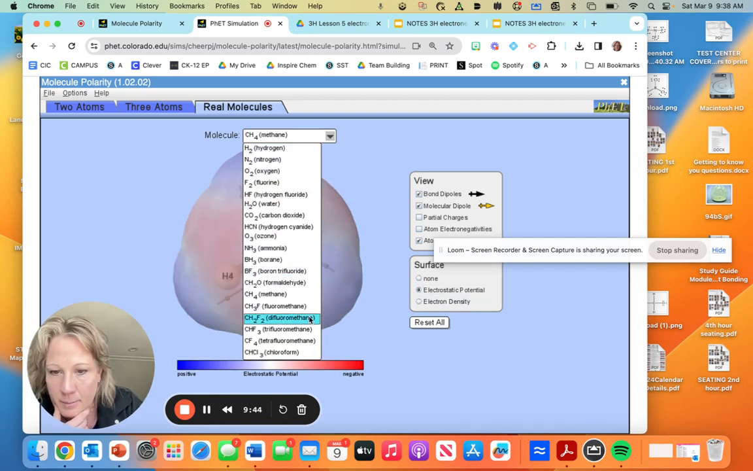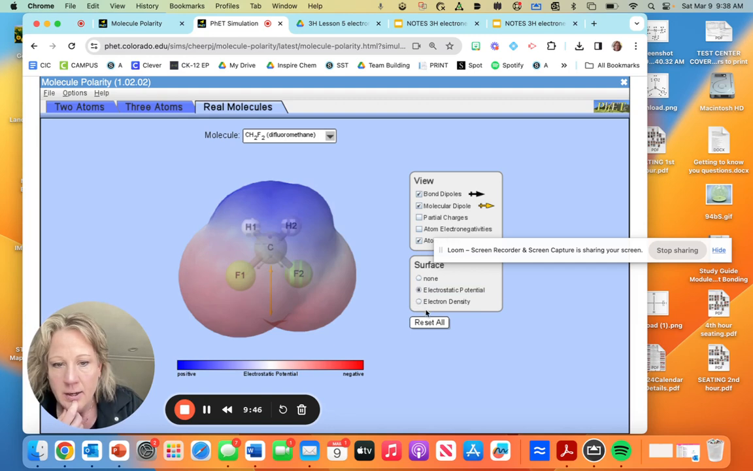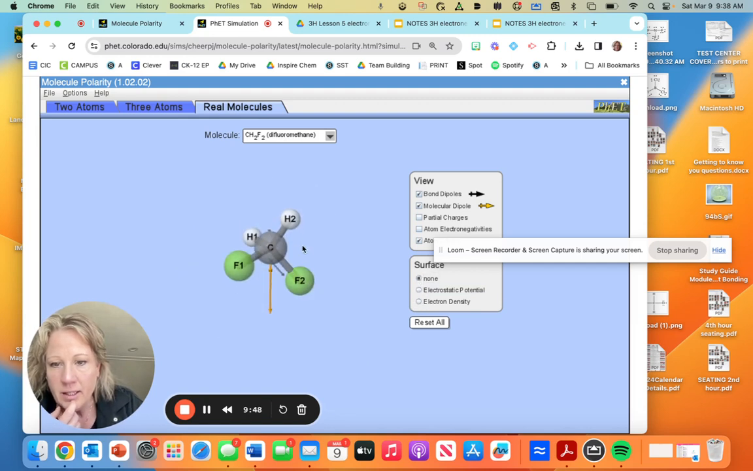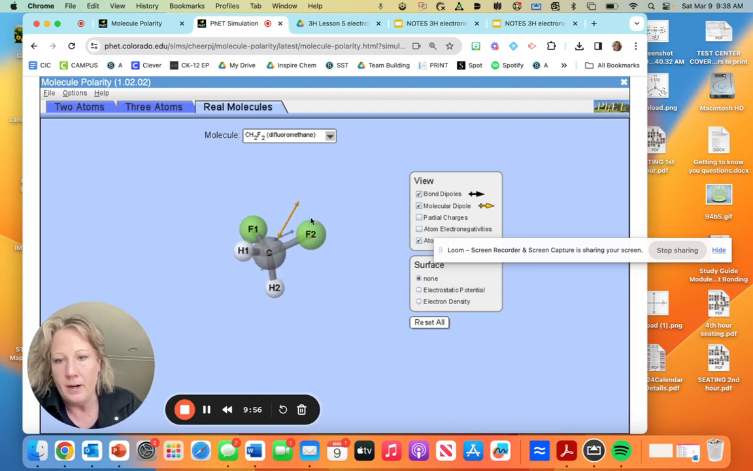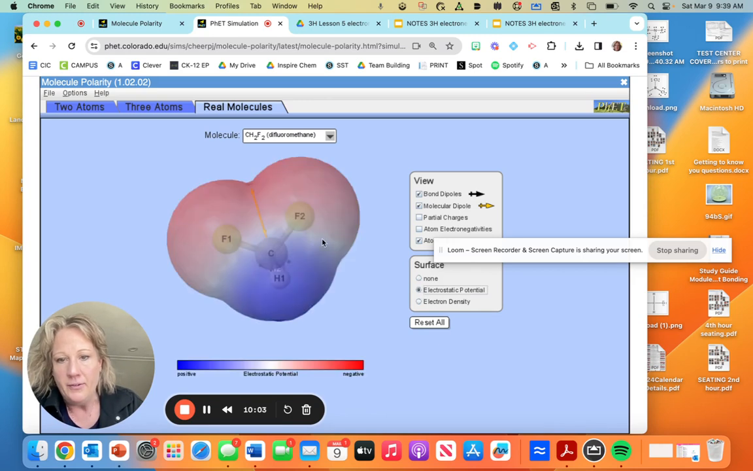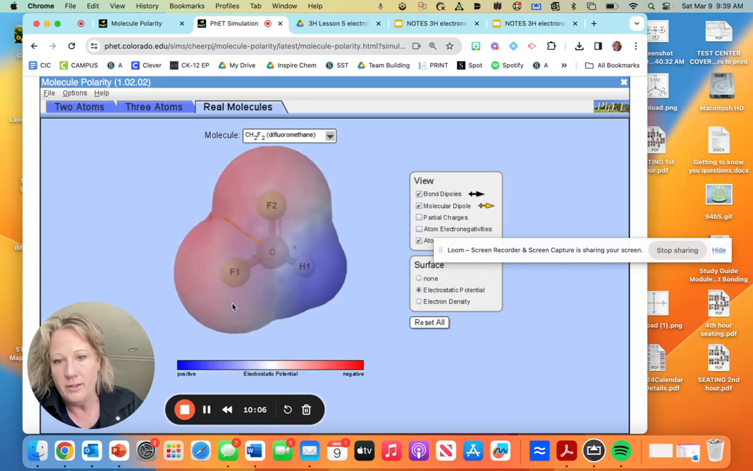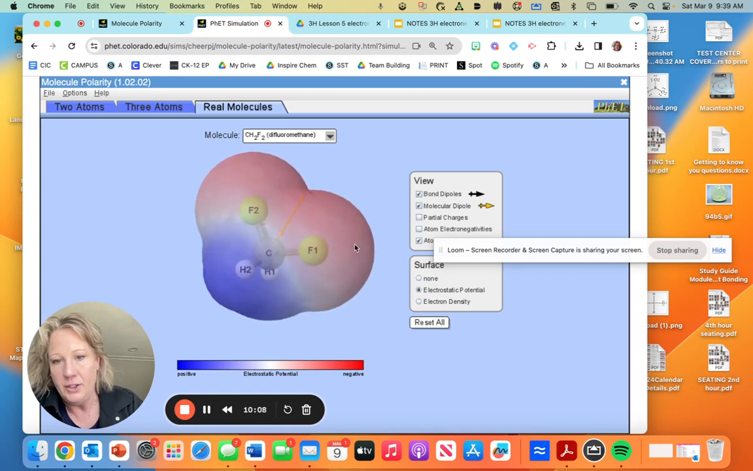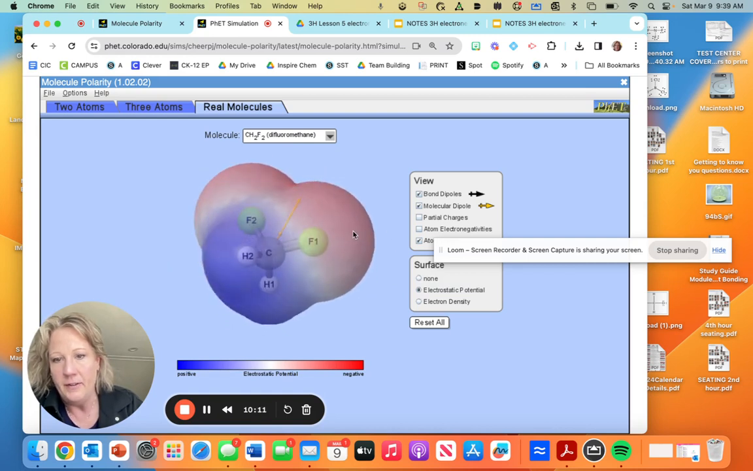So let me show you an example like this one. Turn that off for now. This one does have a gold arrow, so it is going to be negative on the end that has the fluorine. There are polar bonds for all of these, but this one is not going to cancel out. So when you click on this, you do get that blue and red. It's positive on the end with the hydrogens and negative on the end with the fluorines. So I highly recommend that you do the PhET before you do the next part of this lesson.